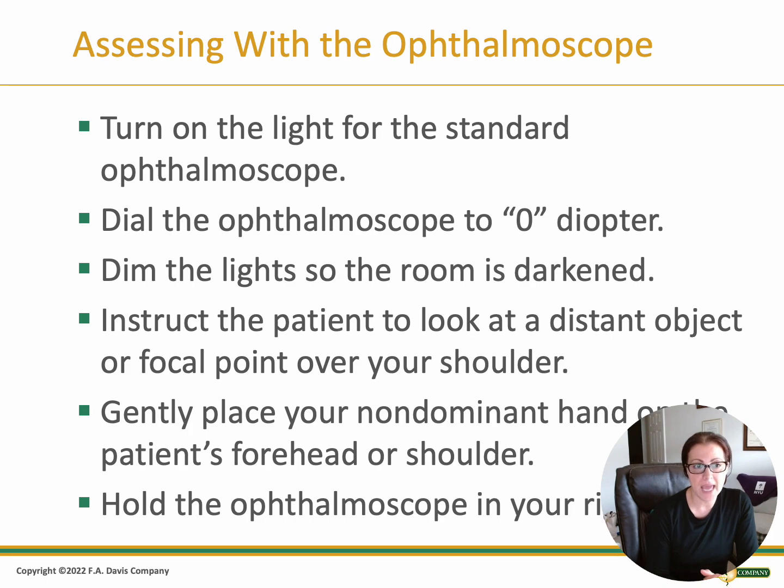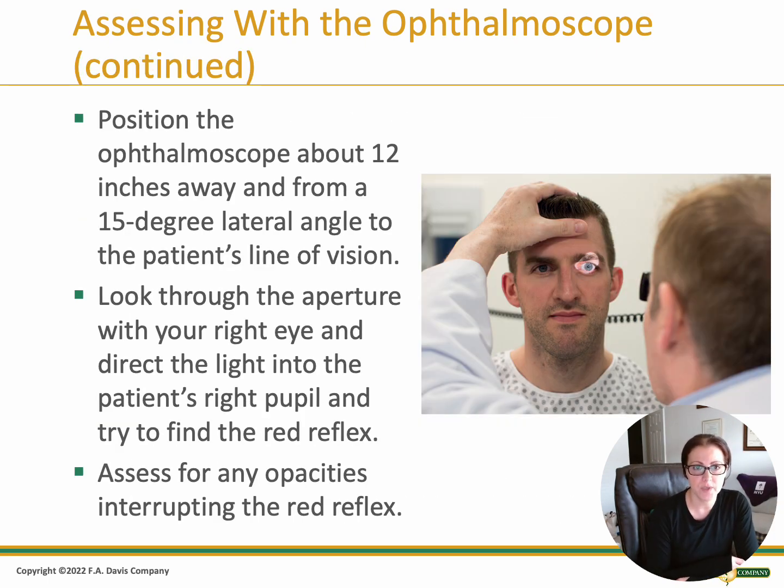You're instructing the patient to look at a distant object or focal point over your shoulder, and you're gently placing your non-dominant hand on the patient's forehead or their shoulder to help stabilize them so that they're not moving back and forth or side to side. And what you want to do is you're going to be assessing the patient's left eye with your left eye, right eye with your right eye, all right? So it's same eye to the same eye.